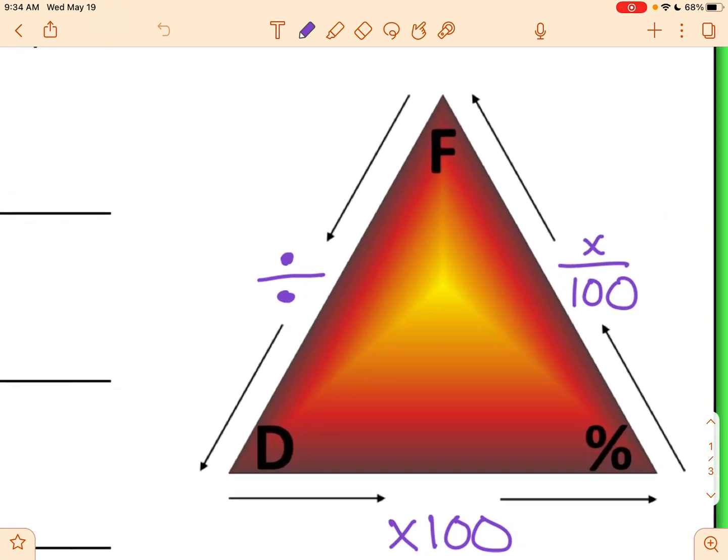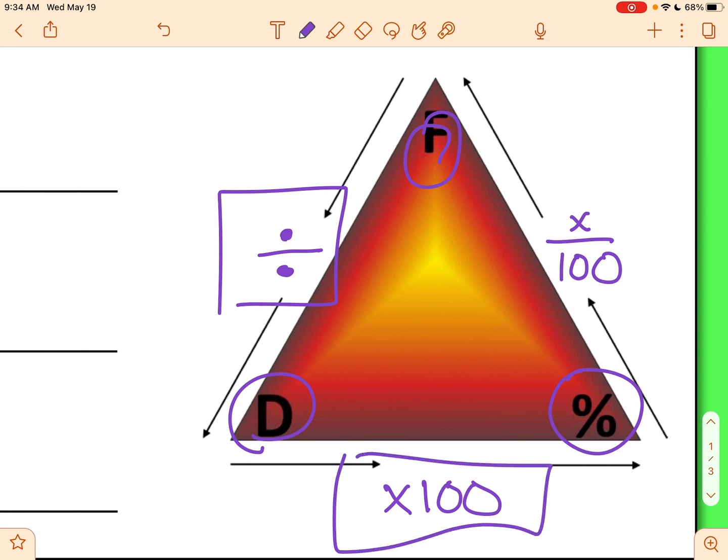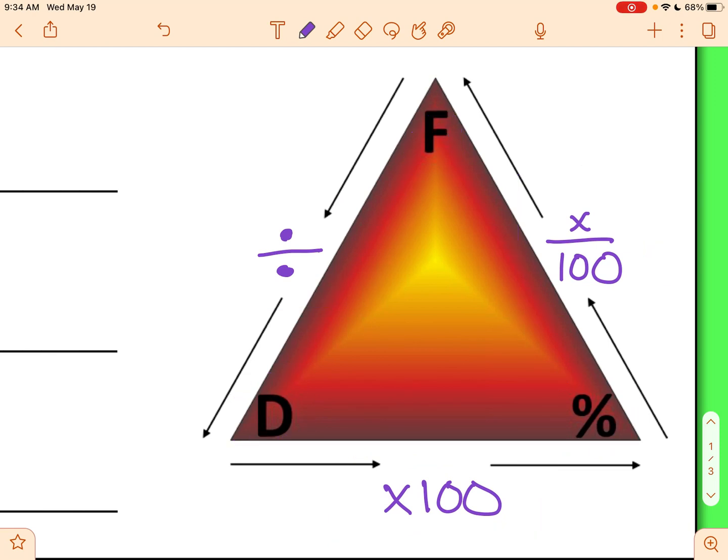So this right here is going to be super helpful for you. If you're converting from a fraction to a decimal, we divide. If you're converting from a decimal to a percent, you multiply by 100. And if you're converting from a percent to a fraction, you write it out of 100 and then simplify. Okay, so let's go ahead and practice some.